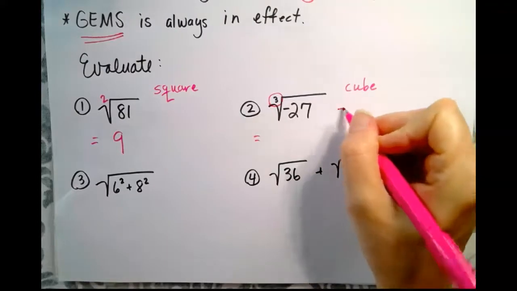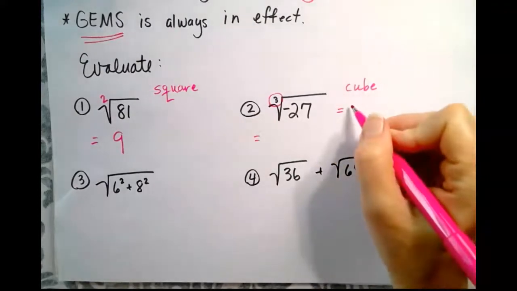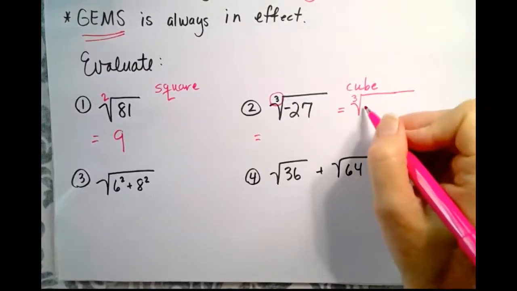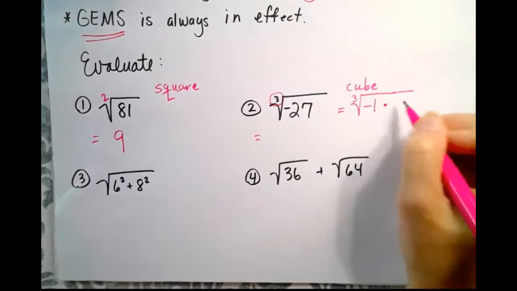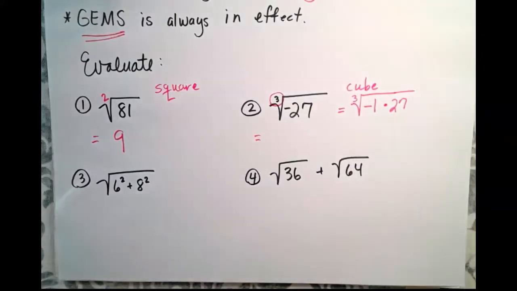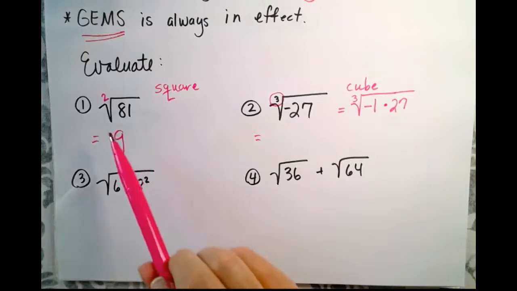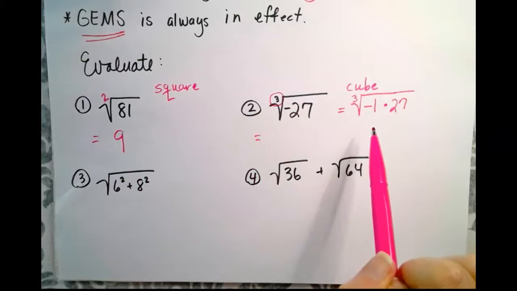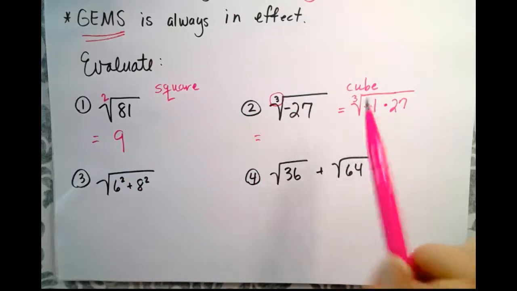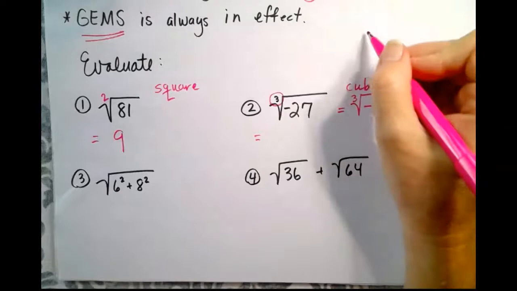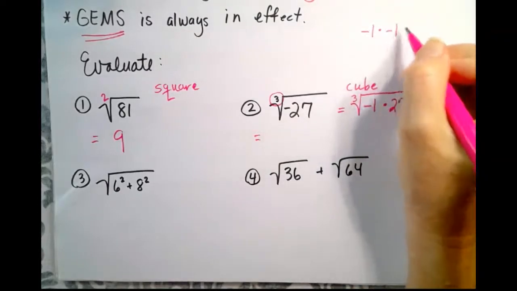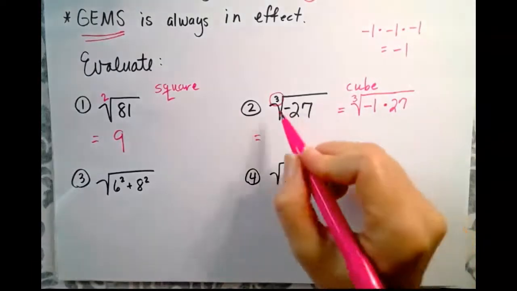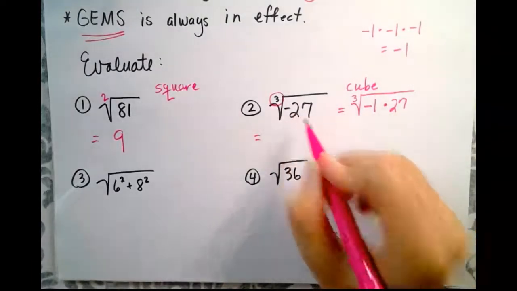So one thing we can do here, if you don't know off the top of your head, is think about negative 27 in terms of negative 1 times 27. And while we cannot get a real number for a square root of a negative number, we will get a real number when we take the cube root of a negative number. Why? Because negative 1 times negative 1 times negative 1 is negative 1. So we will get a real number when we take the cube root of a negative.